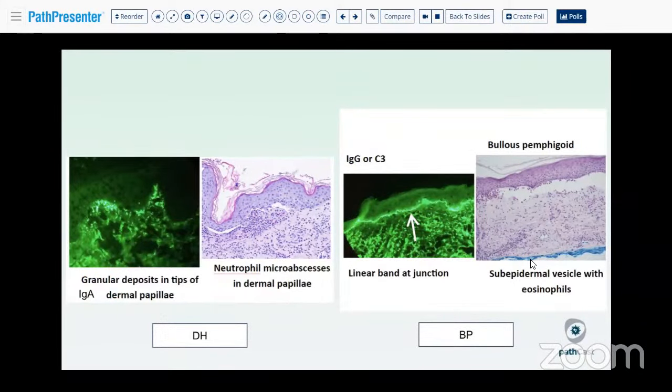Dermatitis herpetiformis versus bullous pemphigoid. So dermatitis herpetiformis, granular deposits at the tips of the dermal papillae, subepidermal, predominantly neutrophils. BP, subepidermal, eosinophils and neutrophils, and a linear band of IgG at the dermoepidermal junction.